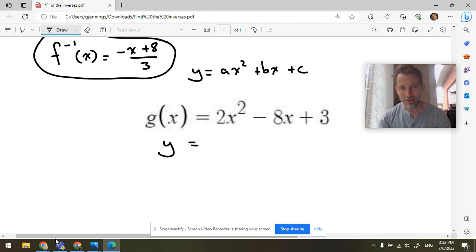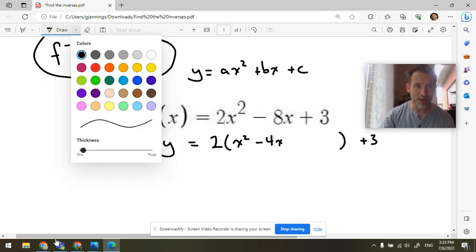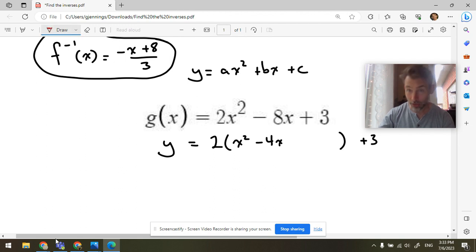So here, first I'm going to factor out that 2. So it's going to be 2 times x squared minus 4x. I'm going to leave some space in that bracket to add 0. And then that's plus 3. Okay? Follow me so far? Notice that, and the way to check your work here is to go backwards with the distributive property. That would be 2x squared, and that would be minus 8x.